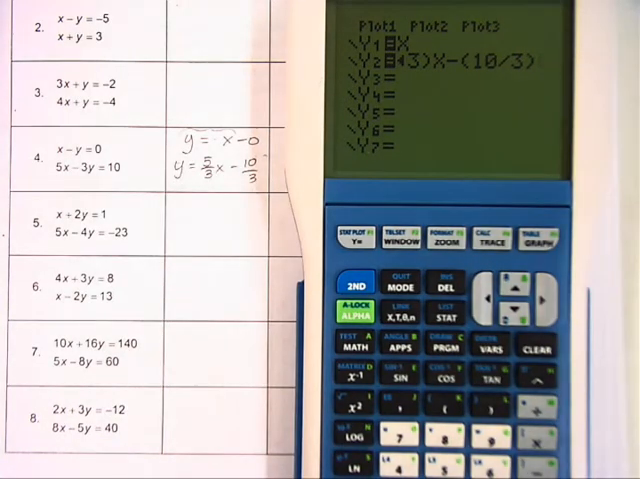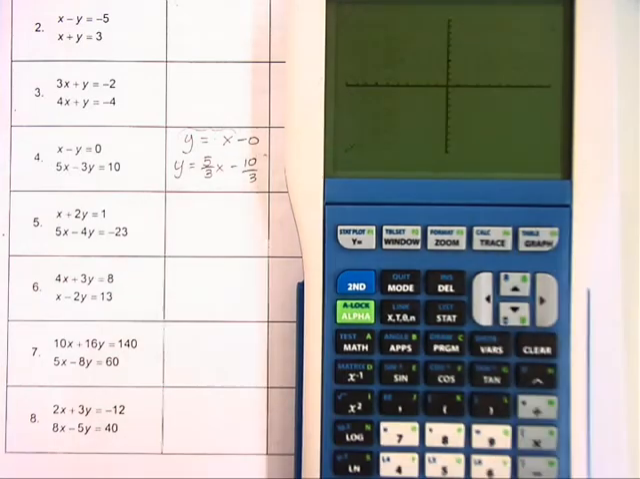Wait, what are we doing? We're still on number 4. I'm done with 4. Okay. Here's what the graph looks like. That's the parent function. Then we have another equation coming through. How do we find that intersection?